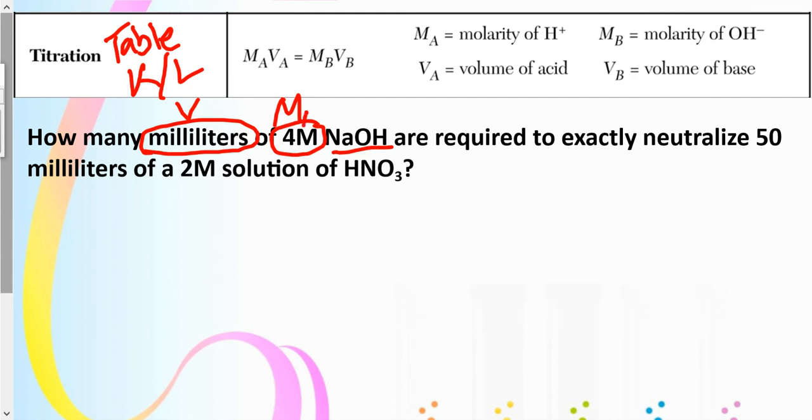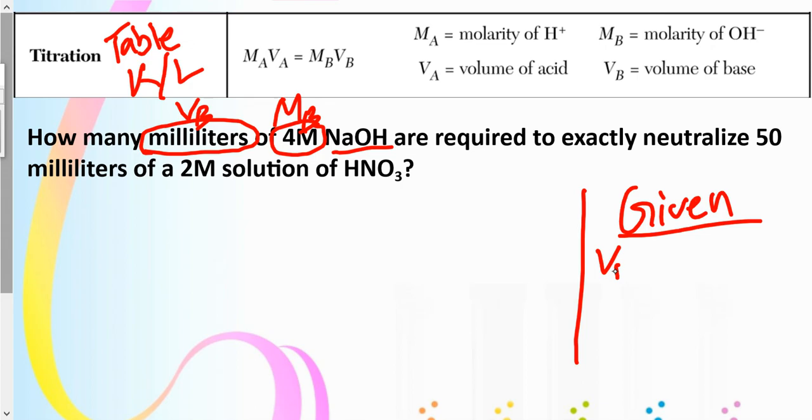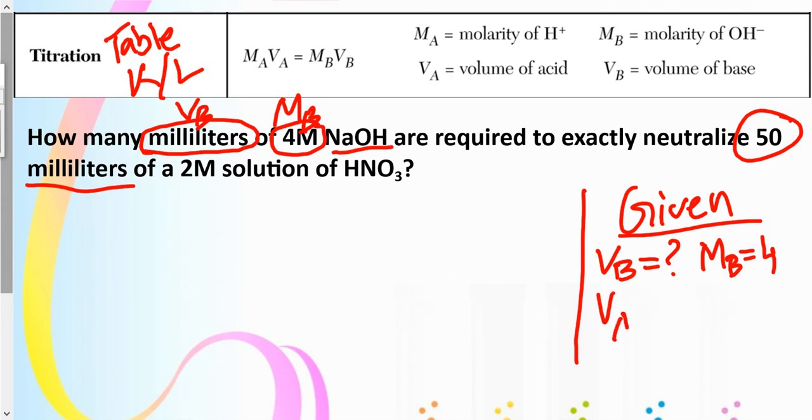So I know that the concentration of the base is given, right? Mb is given, and the volume of the base is unknown. As I'm reading the question, I usually write down what is given. So I don't know the volume of the base, but I do know the concentration of the base, which is 4. Now that means everything about acids must be given. So here it says 50 milliliters, so that's another volume. So that's the volume of the acid. 2 molar, so that's the concentration of the acid.